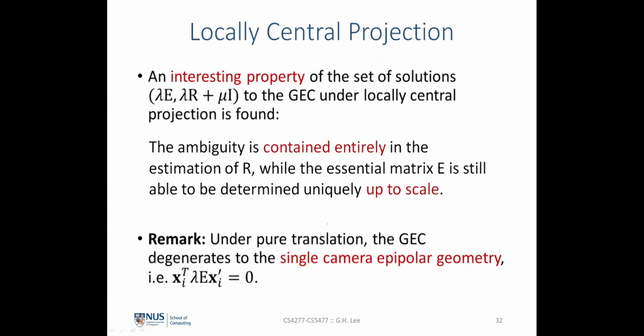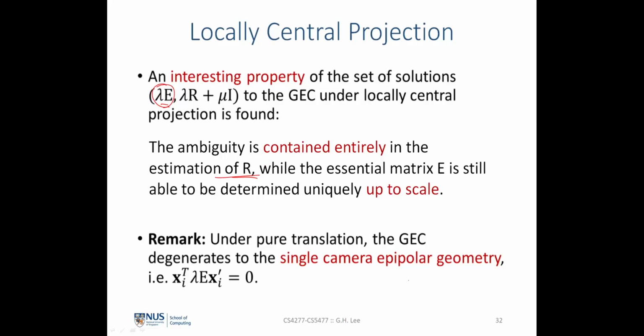An interesting property of this two-parameter family of solutions is that the ambiguity is contained entirely in the rotation matrix, because we can see that the essential matrix E basically remains the essential matrix, up to a certain scale, but the rotation matrix becomes a two-parameter family of solutions, lambda R plus mu multiplied by identity. This means that the essential matrix we can still determine up to a scale, but the rotation matrix will not be identifiable uniquely anymore.